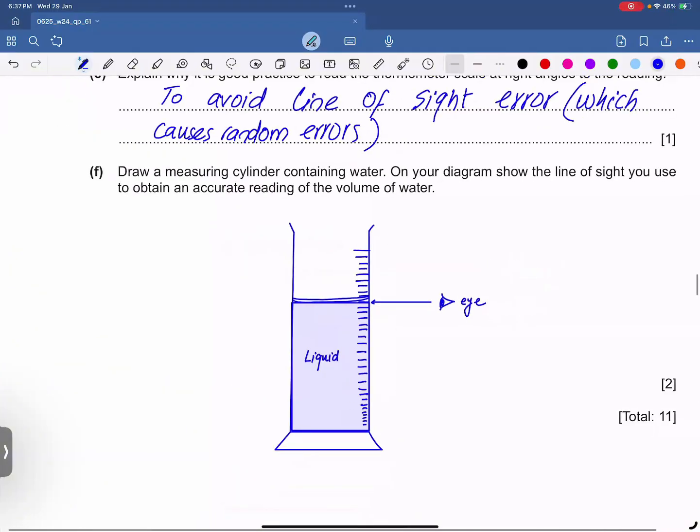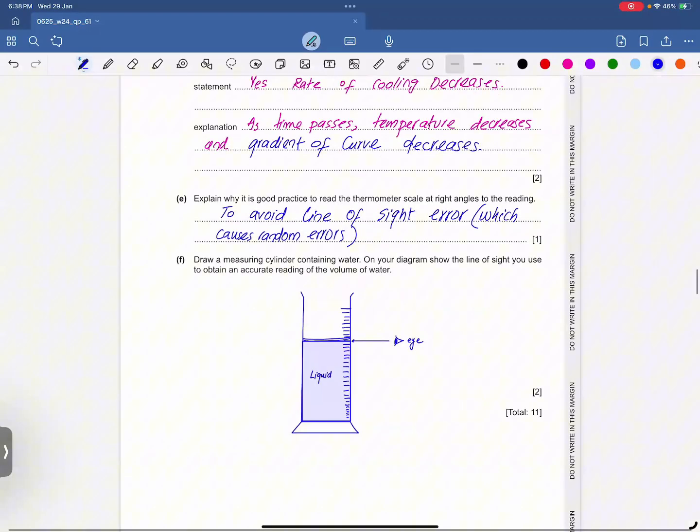So this is how you avoid parallax error. Measuring cylinder with the liquid and line of sight should be at 90 degrees with the level of liquid. With this, we are done with the two questions. Proceed to question number 3.